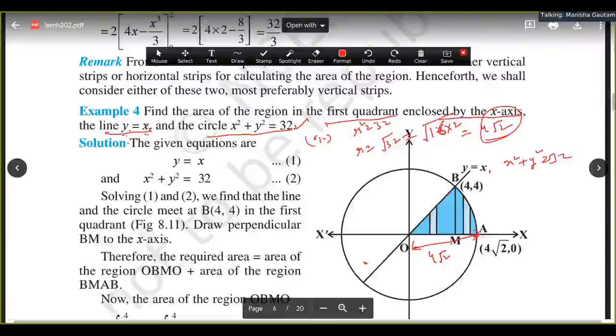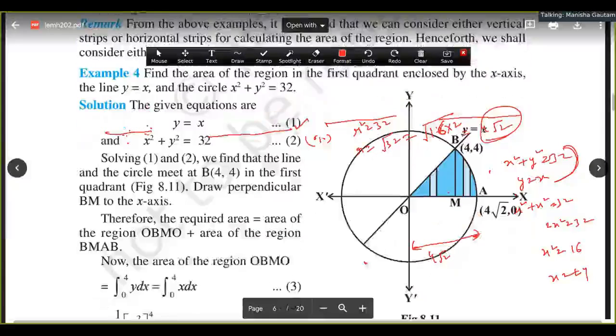This is the equation of the circle. Second is y is equal to x. Now solve these two equations, and you will get the intersection points of the circle and the line. Now this equation becomes what? x square plus x square is equal to 32. 2x square is equal to 32, and x square is equal to 16, and x is equal to plus minus 4.